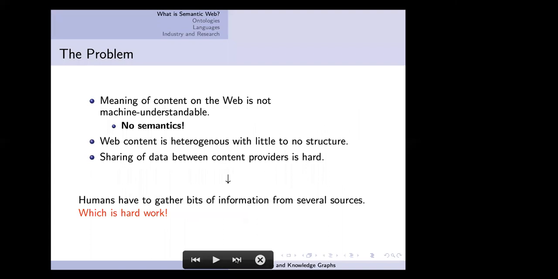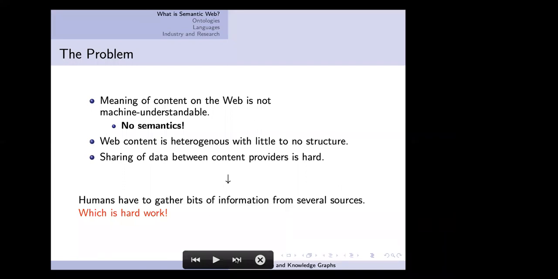Right, so if we look at the problem, we have meaning of the content on the web that's not machine understandable, because we have no semantics that can be parsed by a machine. So web content is heterogeneous, which means that we have little to no structure. There is mostly just text that we need to browse and understand. And then if you're a human being, it's pretty easy for you to follow links and to crawl from one website to the next in search of consistent information. But for a machine, this would be very hard because it doesn't really see what those links actually mean that it's following.